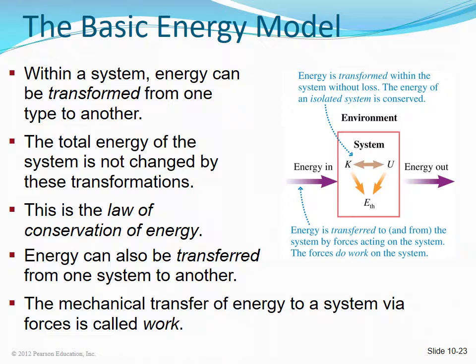In the box, the system's kinetic energy can be exchanged with potential energy, and both can be converted to thermal energy. But notice that thermal energy is never converted back to kinetic energy or potential energy. It is a one-way process, and we call that a conversion to waste heat. The system can also absorb energy from the outside on the left, and it can emit energy to the outside on the right.